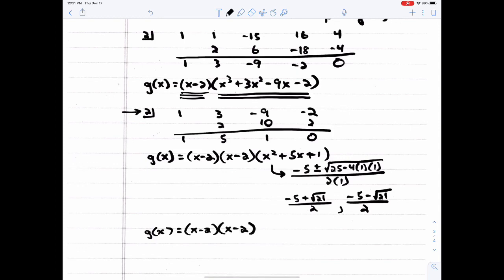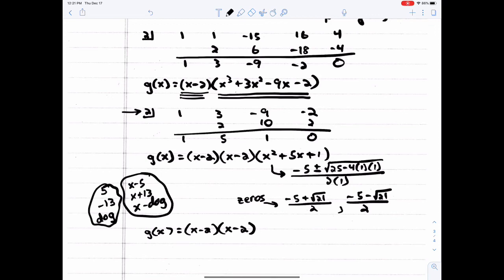Now, how do you write a factor from the 0? These things are zeros. Okay, I'm going to write some stuff on here. Don't write it. If 5 is the 0, what's the factor? X minus 5. If -13 is the 0, what's the factor? X plus 13, or x minus a -13. If dog is the 0, what's the factor? X minus dog. No matter what the 0 is, you can find its factor by taking x minus the 0. So we just write x minus the 0.